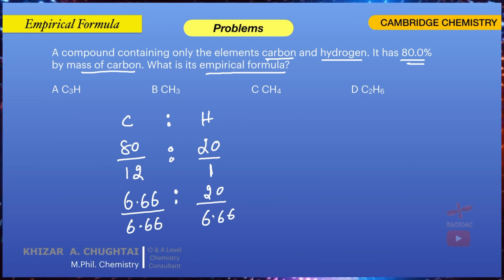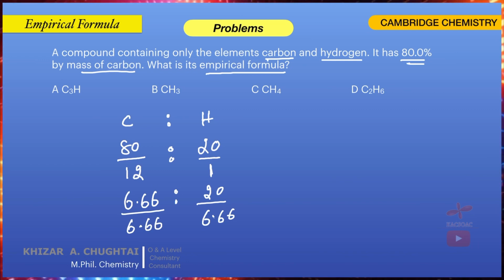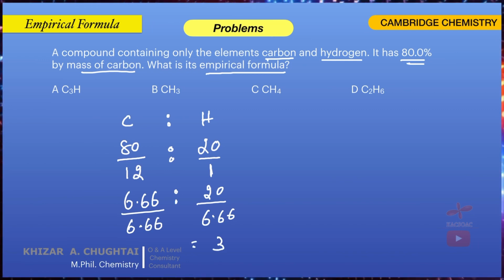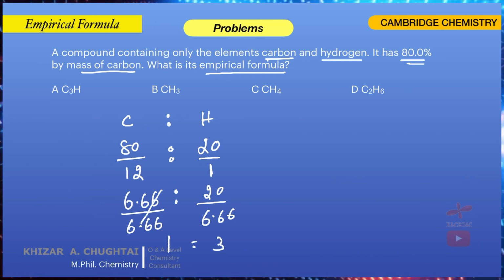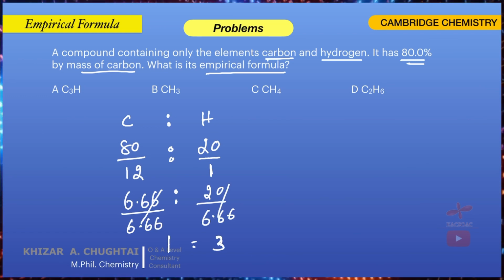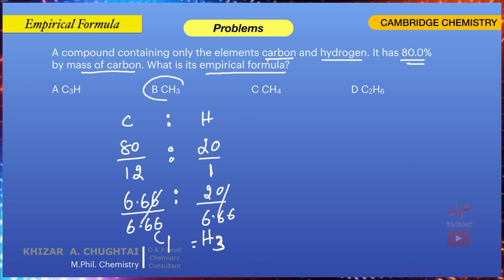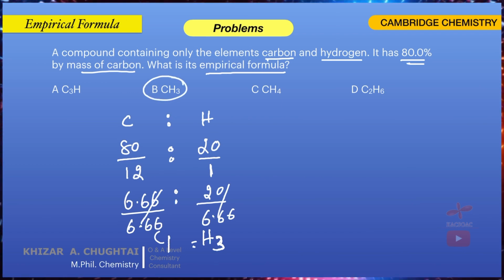20 divided by 6.66, and the answer is equal to 3. Its answer is equal to 1. Its answer is equal to 3. So 1:3, C1H3B is the correct option.